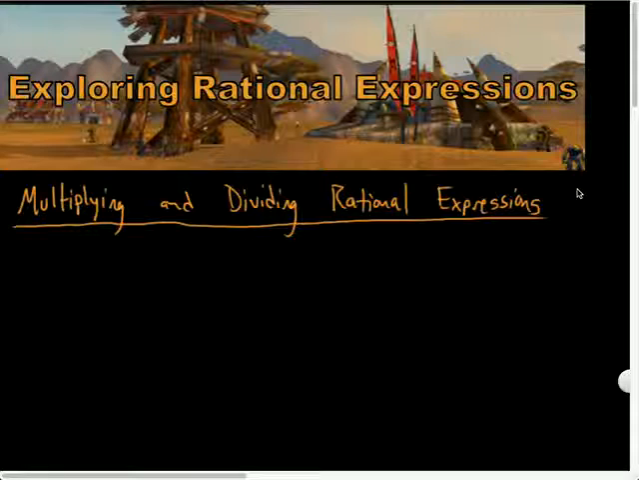Howdy, howdy, compañeros. We're taking a look at multiplying and dividing rational expressions. So this is going to be interesting. This is going to be good stuff, I tell you what. It's going to combine all of our friends: polynomials, factoring, fractions, multiplying and dividing.